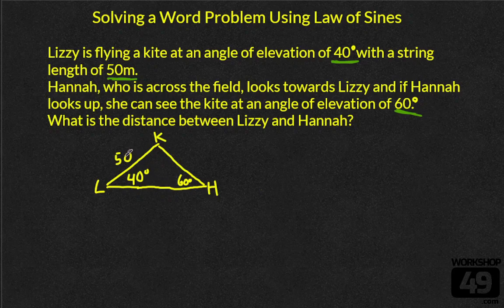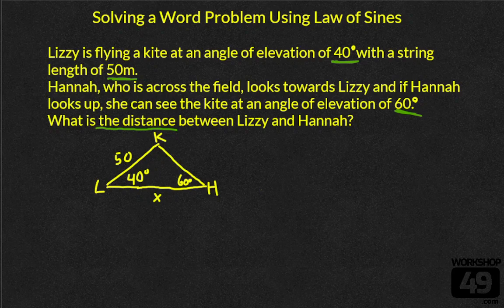Oh, and now we've got a triangle. And this question asks, what is the distance between Lizzie and Hannah? So we're looking for this x. This is not a right angle triangle. So now we know we're looking at something that's using the law of sines.